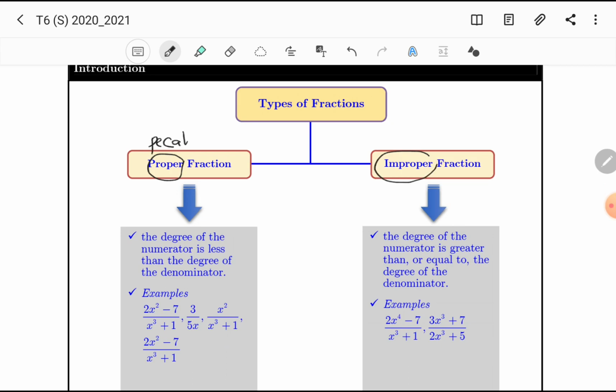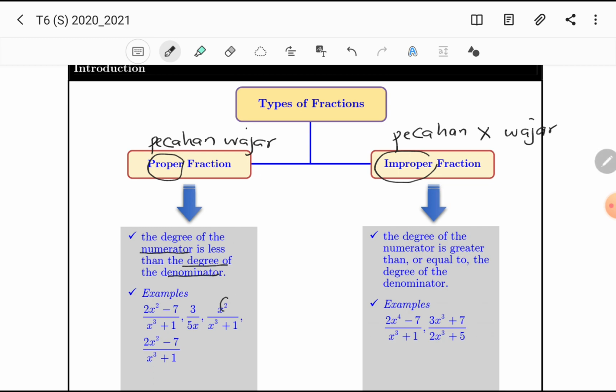Ini pecahan wajar. Ini pecahan tidak wajar. Okay. Apa maksud pecahan wajar? Proper fraction. The degree of numerator is less than the degree of denominator. Meaning, atas mesti lagi kecil berbanding dengan bawah.